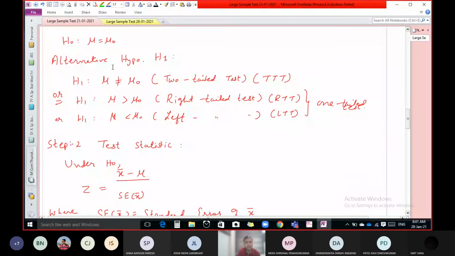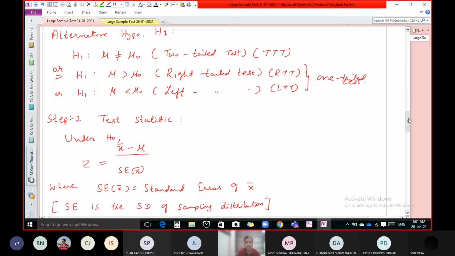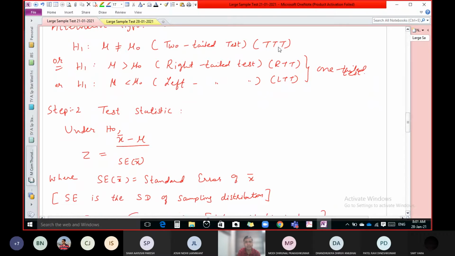But what is alternative hypothesis? It is exactly opposite of null hypothesis. Whatever your conclusion in null hypothesis, the opposite of that conclusion we have to write in alternative hypothesis, and according to that conclusion, whatever the required sign, either not equal to, greater than or less than, that we have to mention in alternative hypothesis. If it is not equal to, then it is known as two-tailed test. If it is greater than, then it is known as right-tailed test. If it is less than, then it is known as left-tailed test.